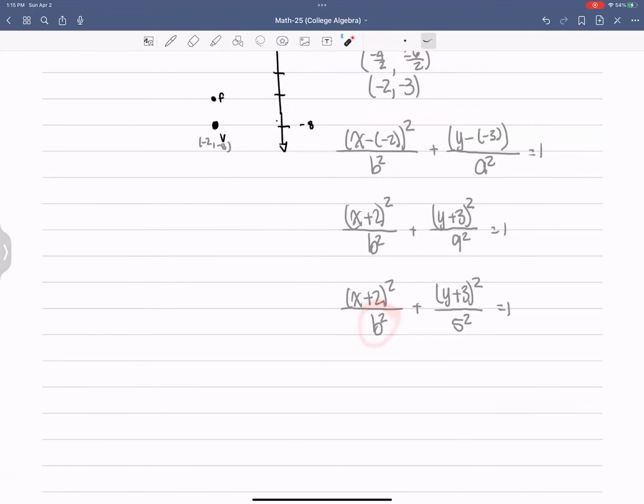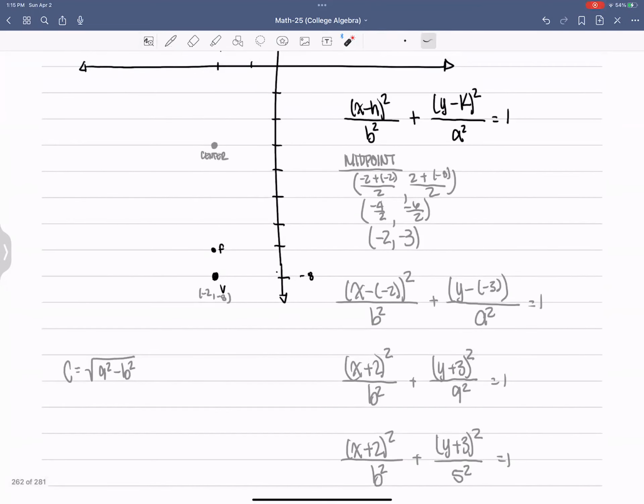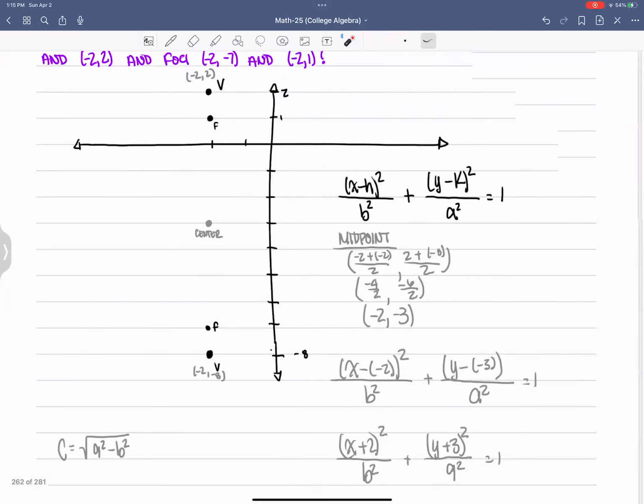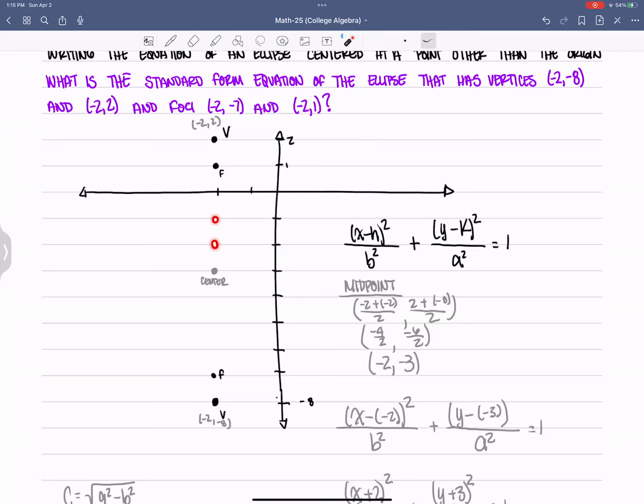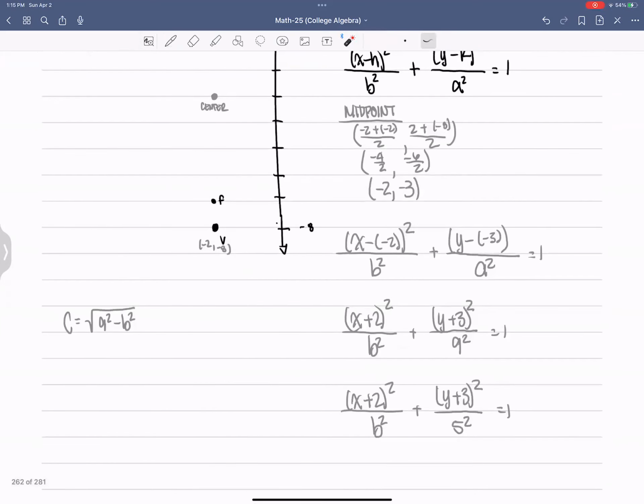Now we just have to figure out what b is. So remember, for the foci, we have c equal to the square root of a squared minus b squared. And let's see how many units we went out from the center to figure out what c was. So we went out c units for our foci. So 1, 2, 3, 4 units. So far c is equal to 4. Let's see if it matches over here. 1, 2, 3, 4 units. So here c is equal to 4.